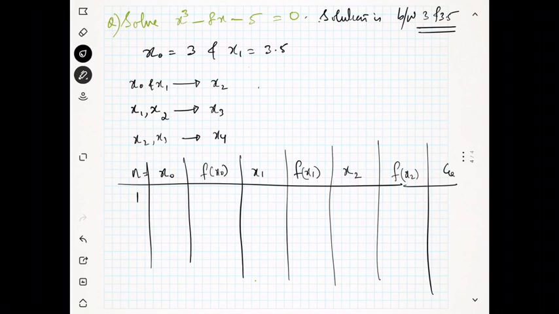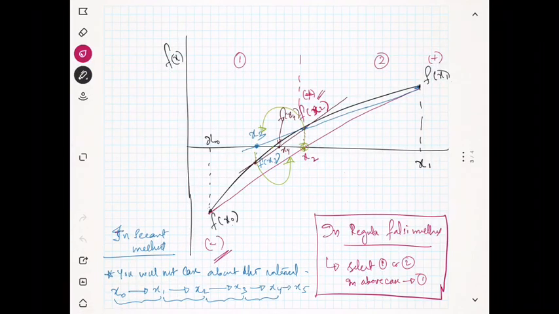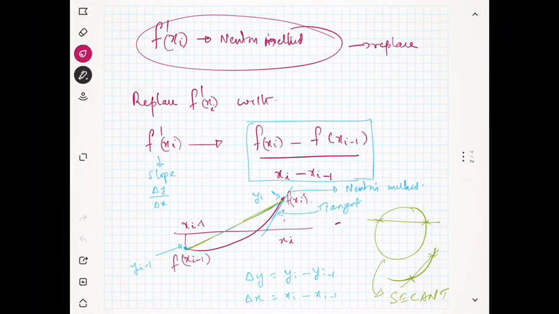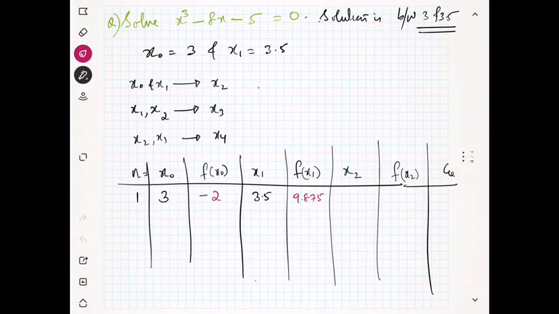Anyway, for the iteration 1 we have x0 is equal to 3 and x1 is equal to 3.5, right? So we will find what is f of x0. F of x0 you will get it as -2, and f of x1 you will get it as 9.875, right? Now by using the formula, that is the formula, f dash of xi, we will be replacing with f of xi minus f of xi minus 1 by xi minus xi minus 1. So we will be having the formula like this, right?